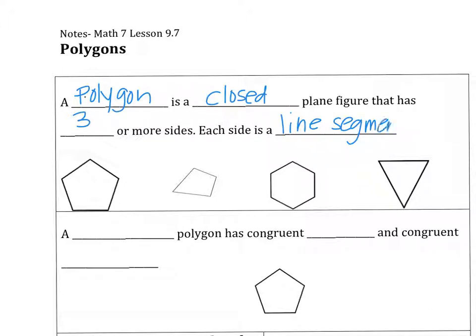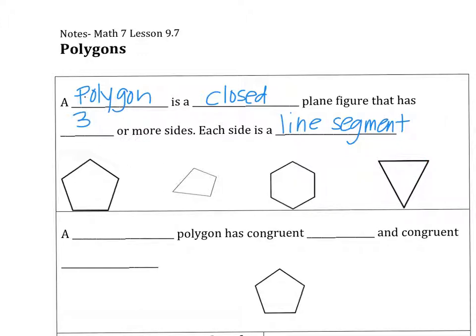So what this means is that all of these shapes below are polygons. A polygon, first of all, has to have 3 or more sides, so it has to at least be a triangle. The sides all have to be straight lines, so you can't have any curves. And they all have to be closed, so there can't be any openings.